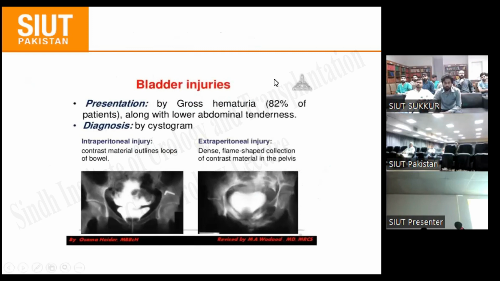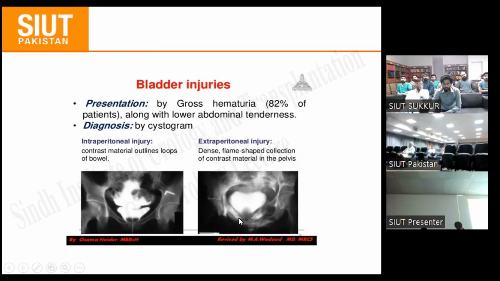Here we have shown two diagrams of a plain cystogram which differentiate between how the image would look in an intraperitoneal or extraperitoneal rupture of the bladder. In the first image here, we can see the contrast extravasation, and it is lining the bowel loops, which is showing that the injury is intraperitoneal.